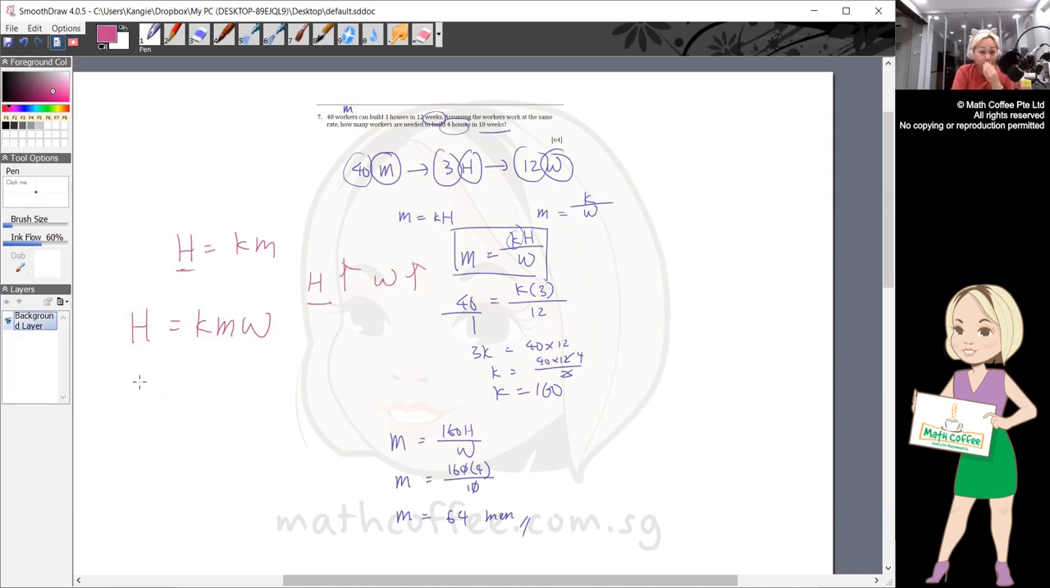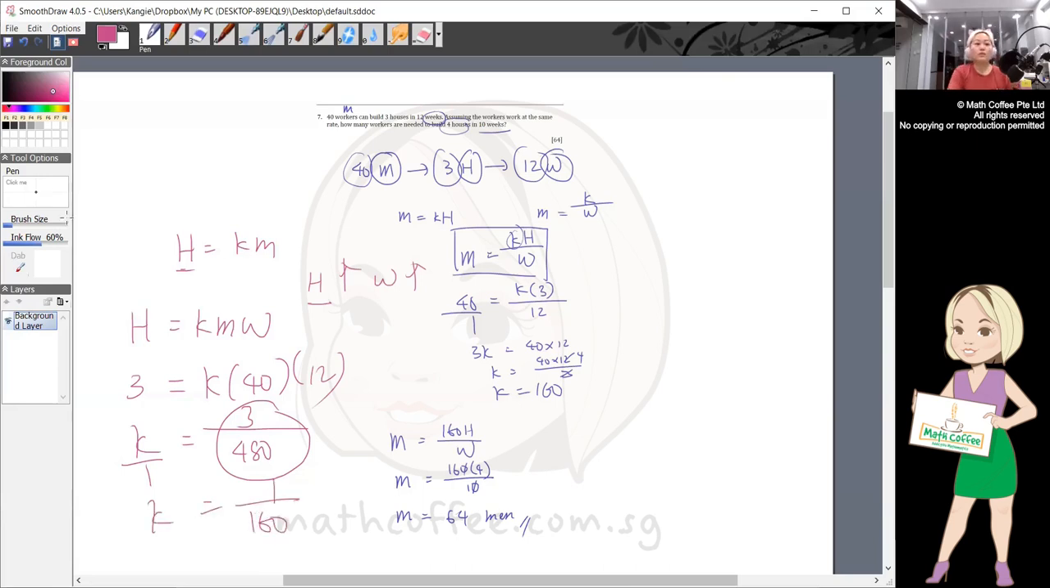So let's sub in the values. I have 3 houses equals K times 40 times 12. So my K will be 3 over 480. I think we can simplify, 3 divided by 480, so K is equal to 1 over 160. So this time around, the formula is slightly different. It will be H equals 1 over 160 MW, like that.